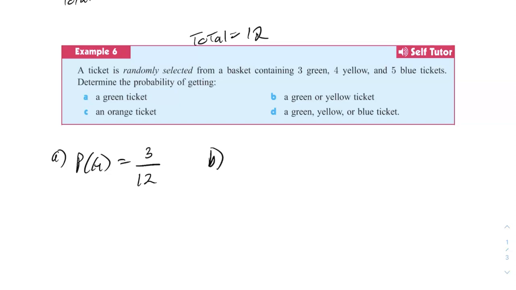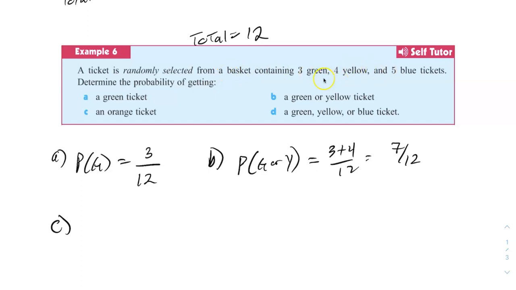B, a green or yellow ticket. So green or yellow. Now we can use the formula for the or, but in this case it's just green or yellow, so it's either or. So I'd be happy with getting green or yellow. So that's 3 plus 4 over the total of 12. So 7 over 12.